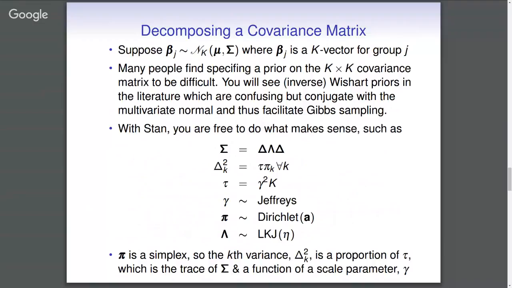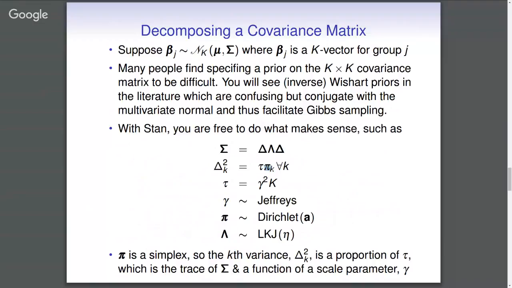Questions about this? So delta k is the individual element of the kth variance of the trace? Yes. So the diagonal elements of delta are standard deviations. Their squares are variances. And we're going to decompose the variance into a trace, which is the sum of all variances, and some number between 0 and 1, which is a proportion.